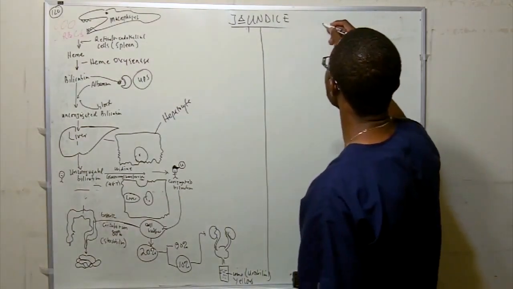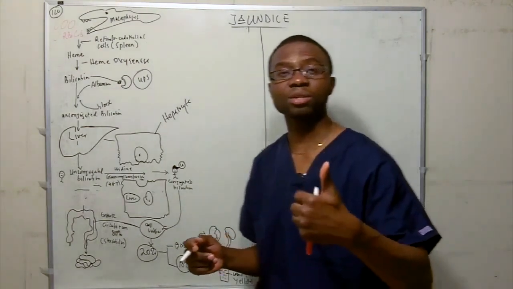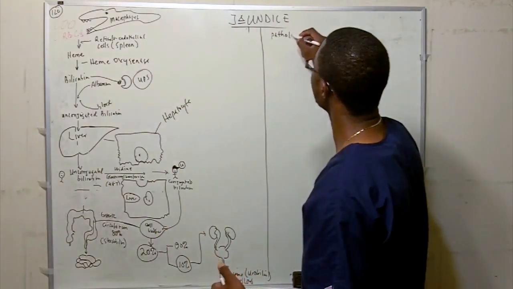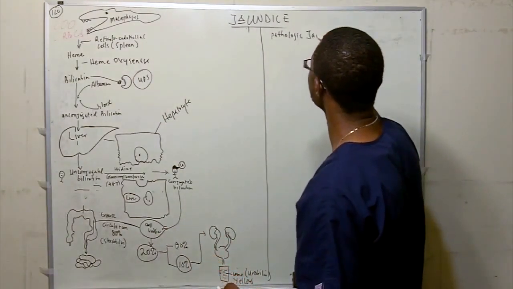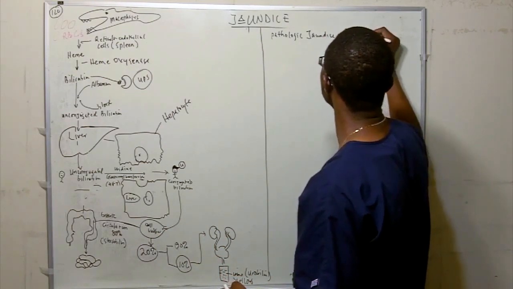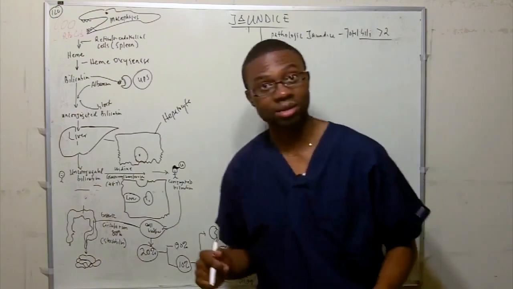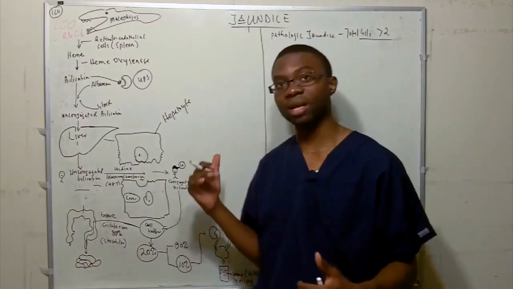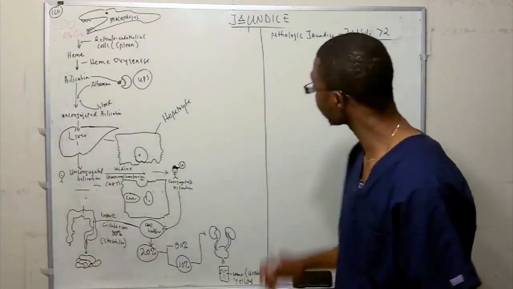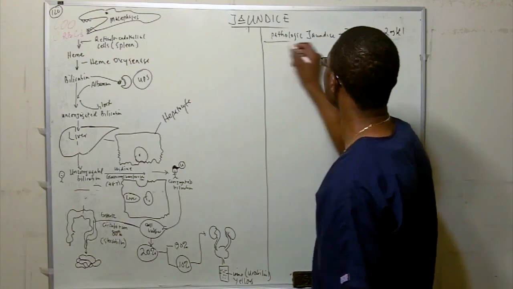So, jaundice. Your goal is to be able to know if it's pathological. Pathologic jaundice is usually when the total bilirubin is greater than 2 milligrams per deciliter. That's a lot. We normally have bilirubin, but when it's greater than 2, it becomes a problem. So you want to know that. Milligram per deciliter is just a unit.